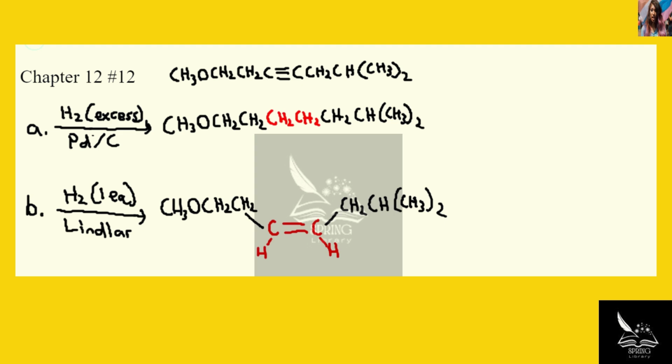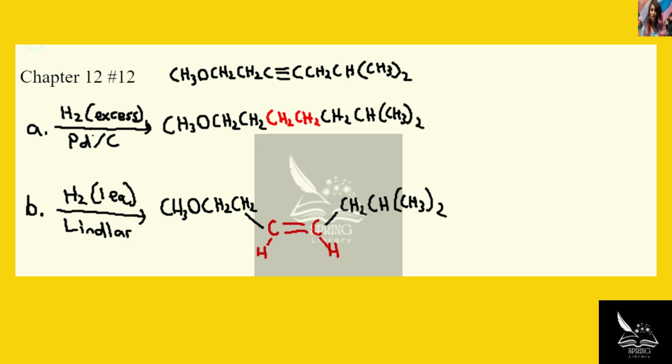This is Chapter 12, Problem number 12 from the Smith Organic Chemistry textbook. And this problem is asking us to treat this starting material, which I've drawn up here, with 4 different sets of reagents and determine the products under each set of conditions.